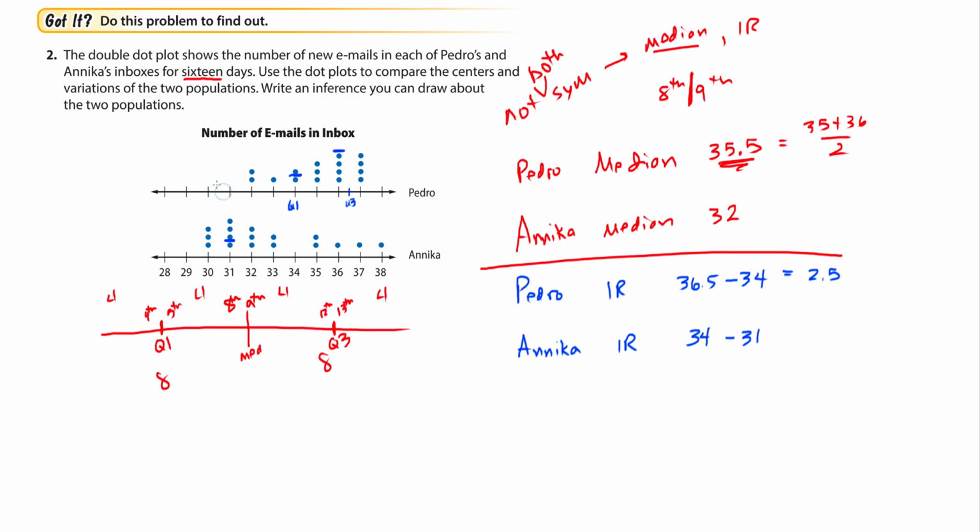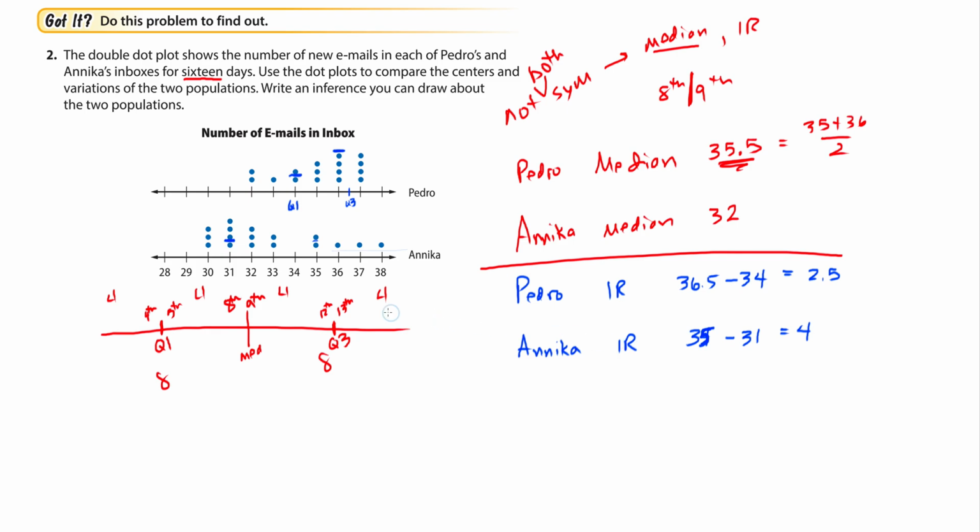I don't like this problem because it said there were 16 days, but there's not 16 dots here. There's more dots. There's 17 dots. So really that messes up my 1, 2, 3, 4, 5, 6, 7, 8, 9. Well, it didn't mess up the median. The median's still there. But then 1, 2, 3, 4. They would move this to a 35 technically. And so that's a 4.